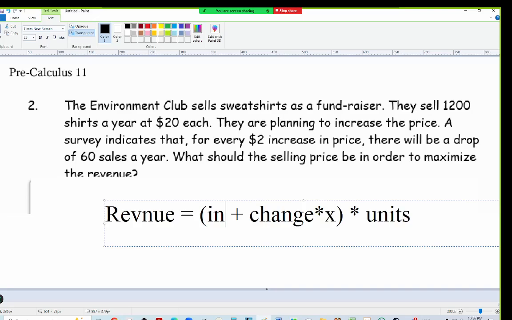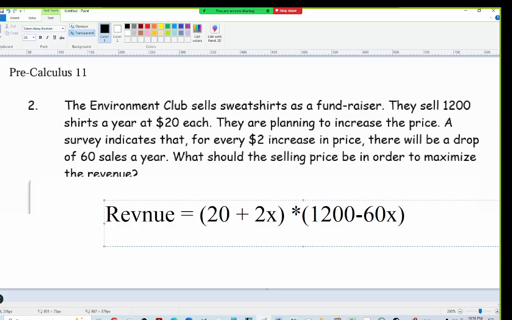20 is the initial price. How much do they increase it by? $2, so 2X. So this is always how you adjust your price: initial price plus the change times X. Okay, what about units? The units are similar. 1,200 minus 60X.